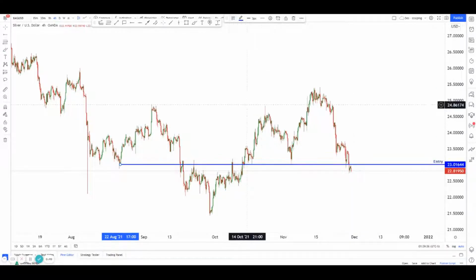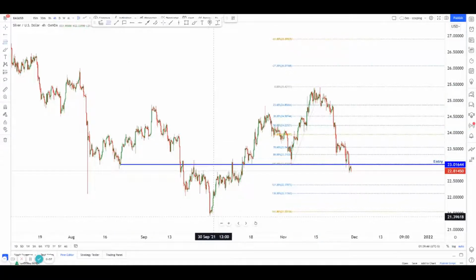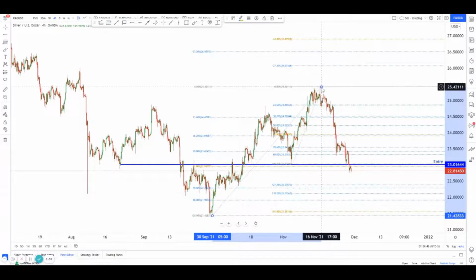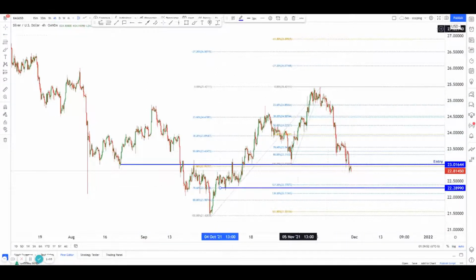So we're going to put this as our entry. And our first target, what I'd like to do is always draw this, and our first target would be 127. It could be a big Fibonacci retracement too. Yeah, 127.78. So we're going to play the move. We're not going to play it down too far. We're going to play it down to here.